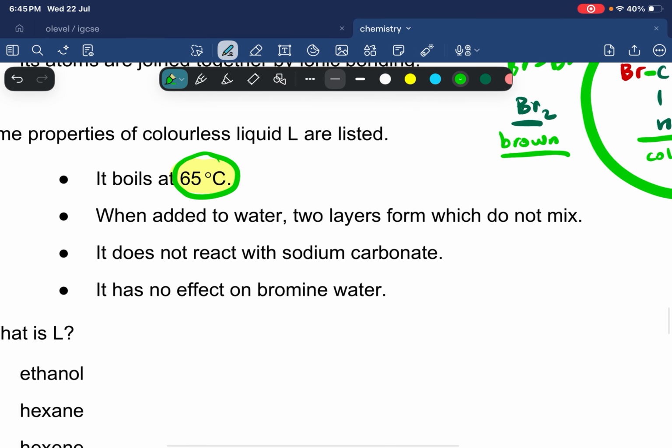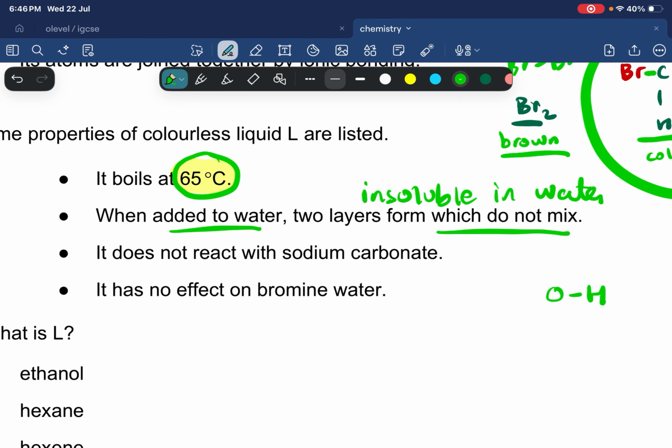Okay. Next thing, when added to water, 2 layers form which do not mix. That means it's insoluble in water. Right over here, insoluble in water. It cannot be an alcohol, because alcohols dissolve in water. Why? Because alcohols have an OH group, and this OH group is polar, so it's going to dissolve in water. Water dissolves polar things.